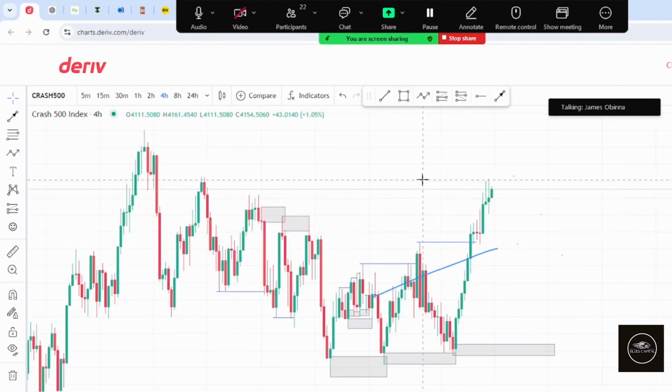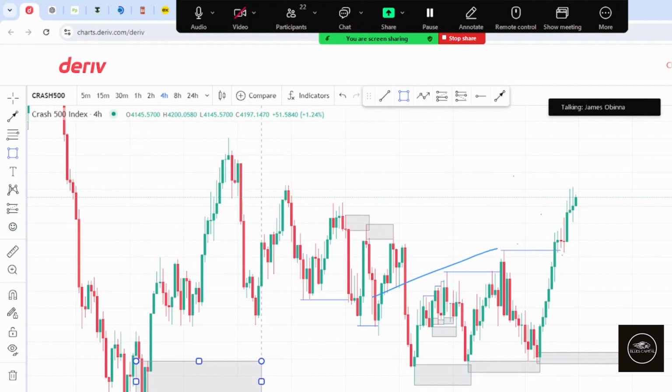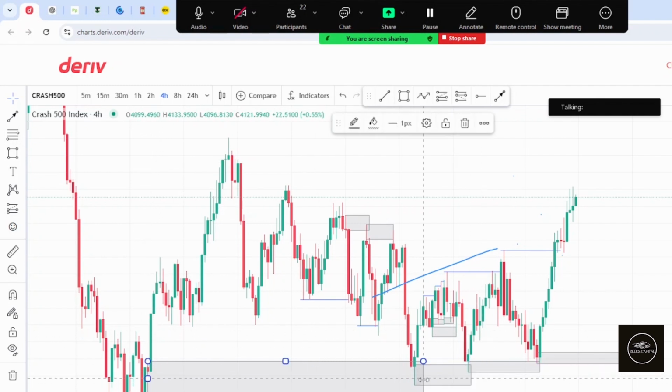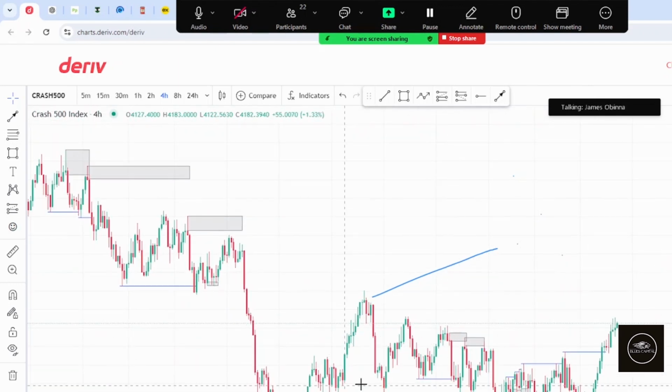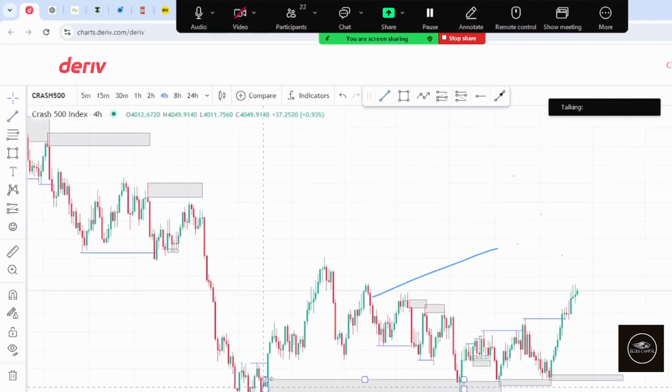Moving down to 4 hours, you can see the market created this zone. And the market created this zone. Push to the upside, retracements. The market was pushing to the upside to create a new high above these highs.